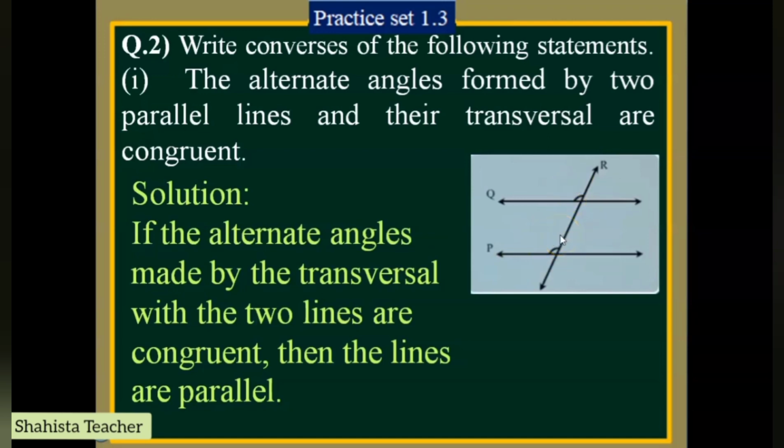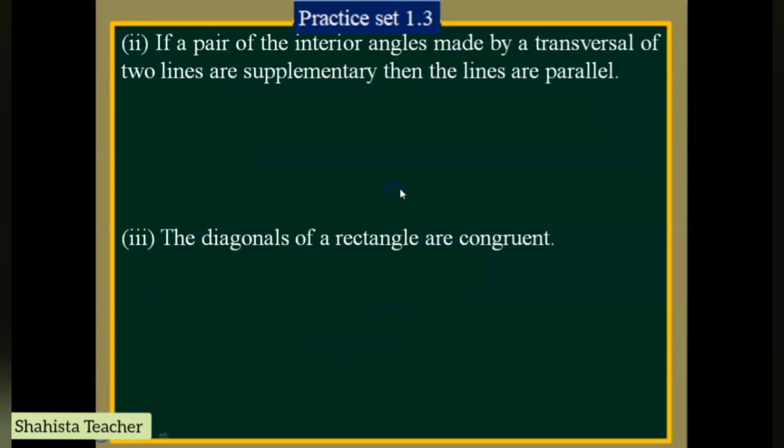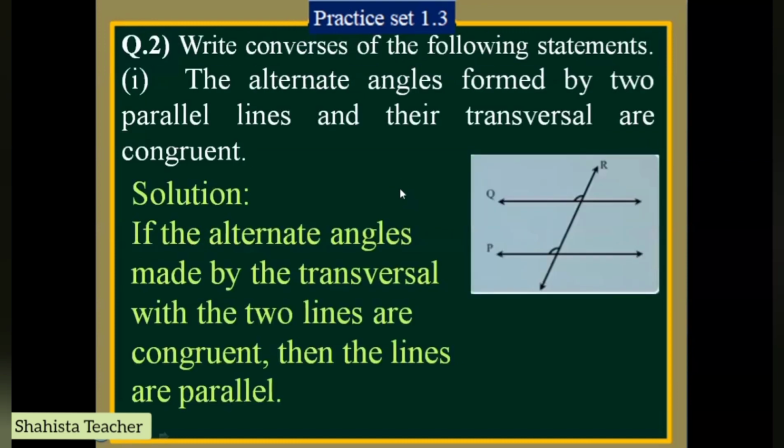So if the alternate angles made by a transversal with two lines are congruent, then the lines are parallel. So these two lines, P and Q, are parallel lines and R is the transversal line. Students, in this way we finish question number 2, sub question 1.